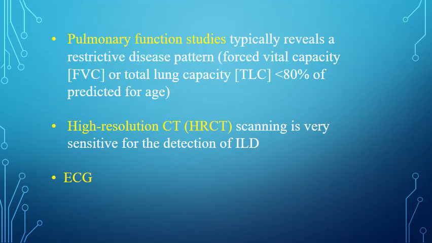Also, we have to do other investigations for the other systems of the body, as it is a multi-system disease. We have to do pulmonary function studies, which typically reveal a restrictive disease pattern. The forced vital capacity or the total lung capacity is less than 80% of the predicted for age. High-resolution CT scanning is very sensitive for the detection of interstitial lung disease, and also ECG.